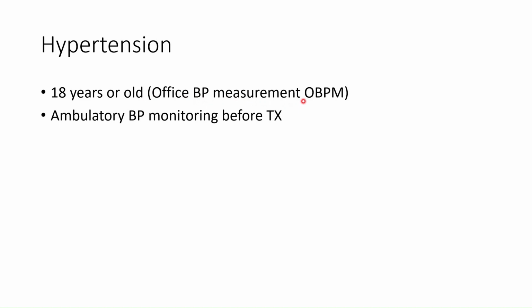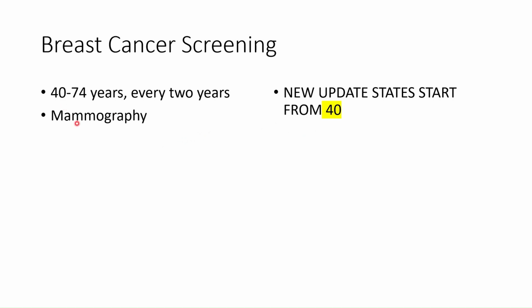First we do the office BP measurement. But if the patient is diagnosed with hypertension, before starting the treatment, we go for ambulatory BP monitoring. Only then we give the treatment. If the patient is black, start with calcium channel blockers or a thiazide. But if the patient is white or non-black, start with angiotensin converting enzyme inhibitors or ARBs.